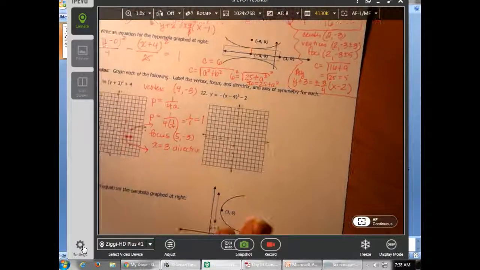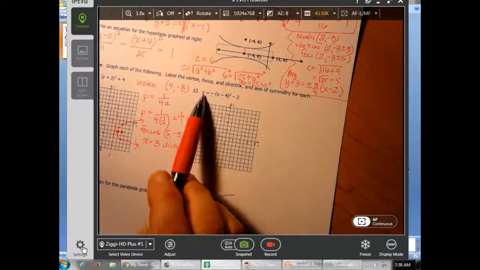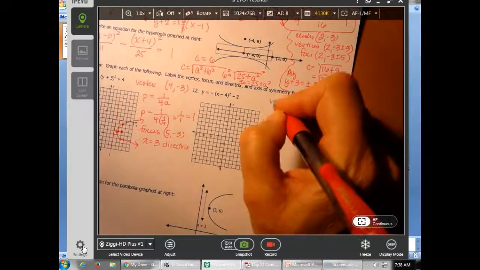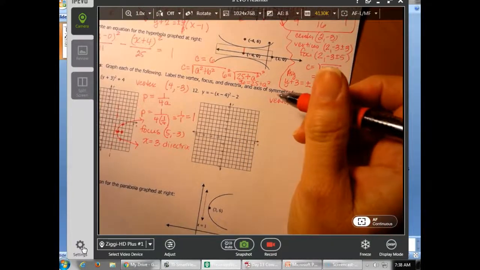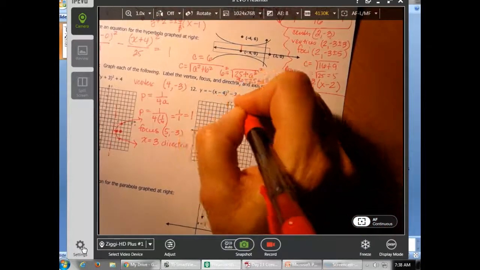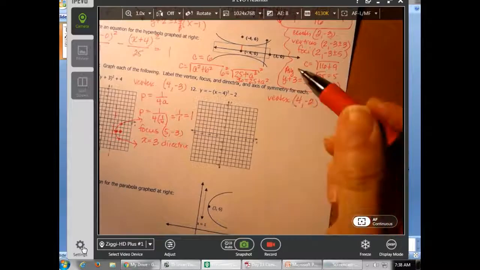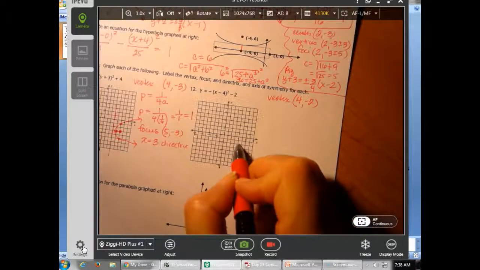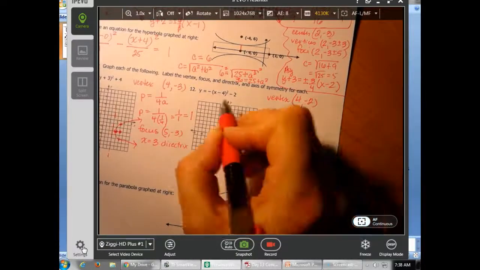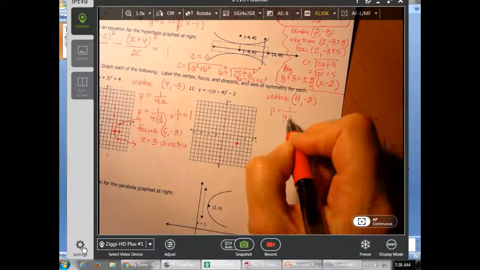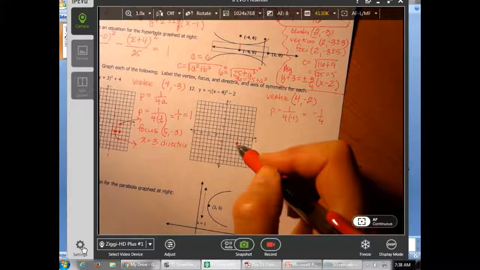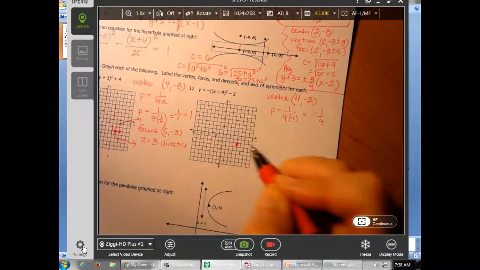Okay, so the next one is going to open down because it's y is equal to negative x squared. So the vertex is going to be located at (4, -2). Remember, change the sign in here, keep the sign outside. And so let's go to (4, -2), and I know it opens down. I need my p-value. So p is 1 over 4a, and our a here is -1, so it's -1/4. Again, it tells us to go down by 1/4, so barely at all.